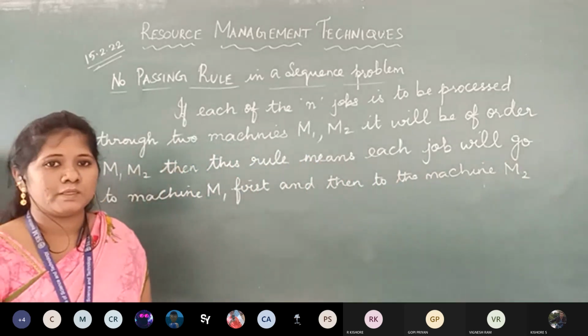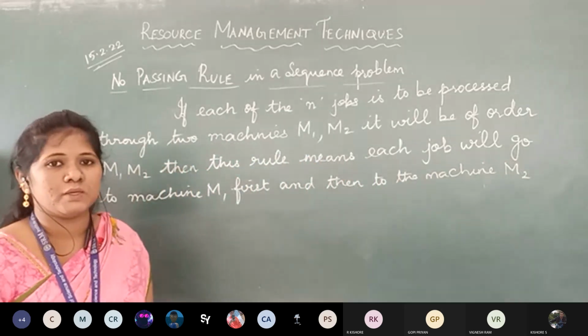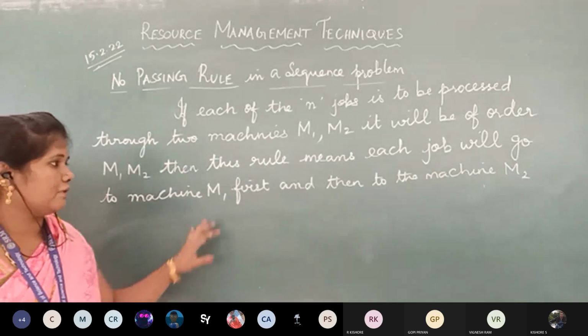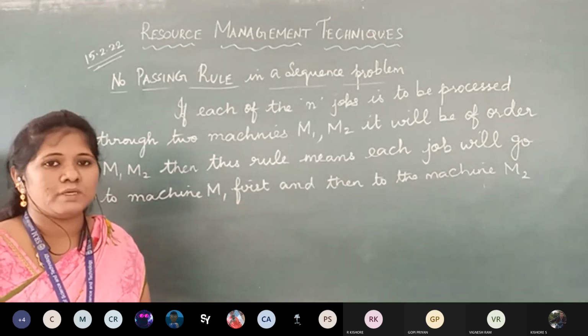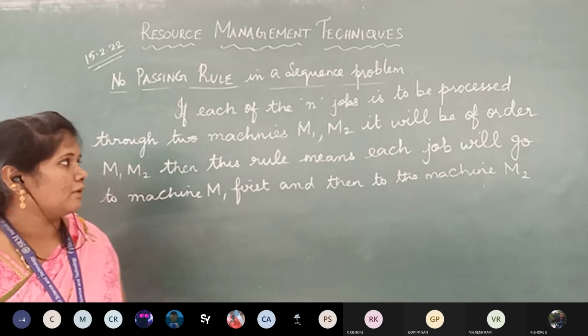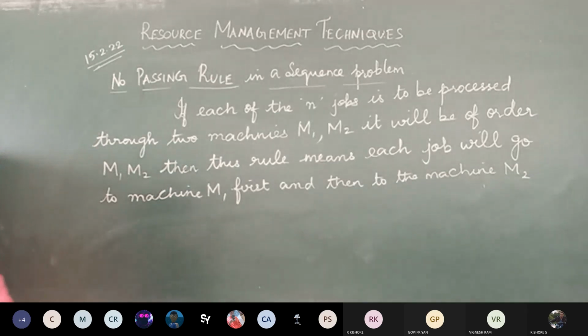When we do the problem, you will understand how you have to do the sequencing. So you will start with M1 and then finish with M2. If at all you are starting with M2, there is a set of rules. So now you write it. This is your no passing rule in your sequence problem.